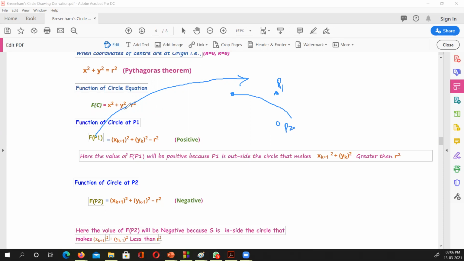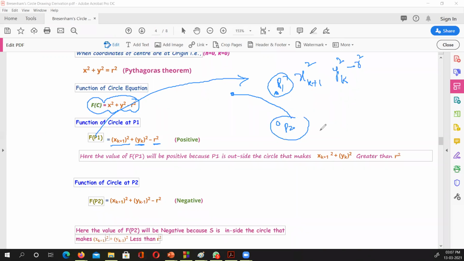x square plus y square minus r square. What is the x here? X is here, x of k plus 1, right? What is y here? Y is here, y of k only, not k minus 1, right? And if I square it and then minus r square, I get this equation from the circle function. So the function at P1 is x of k plus 1, because x increments, y doesn't increment, and r stays like that.